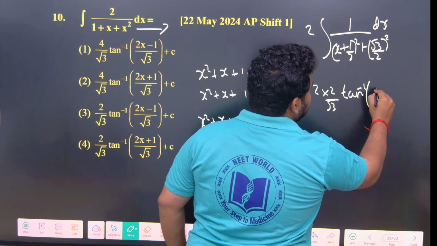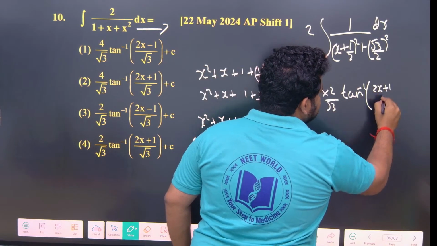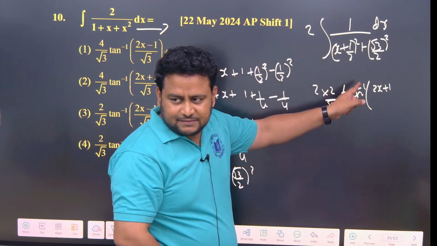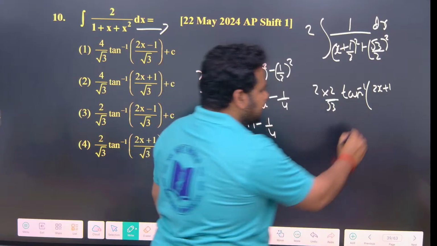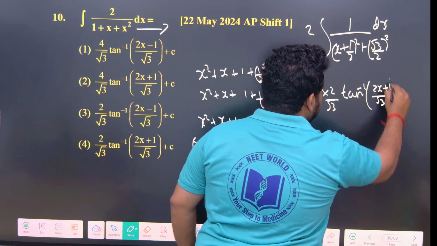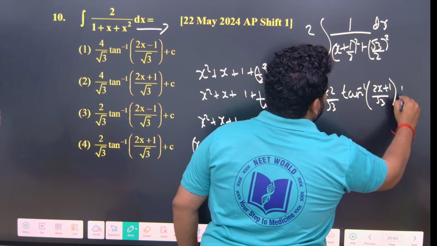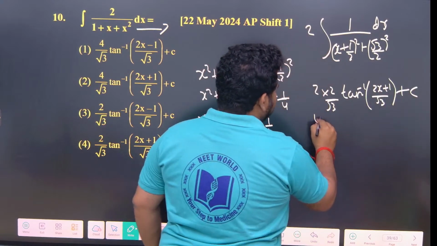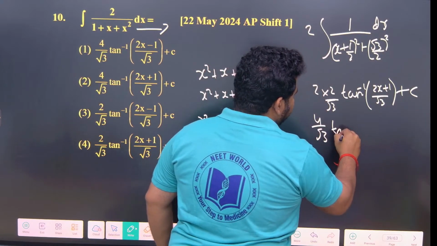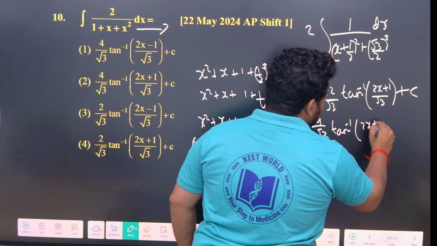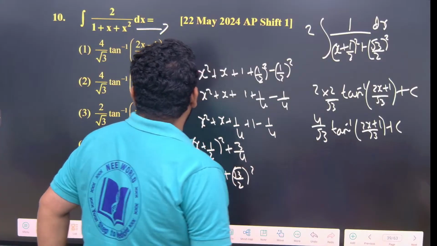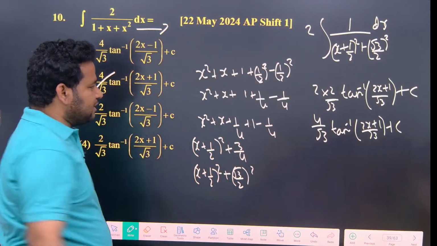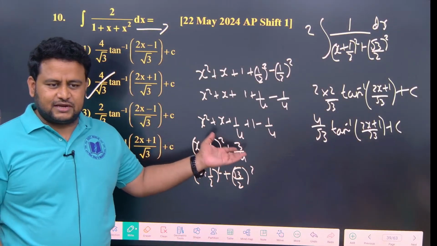Correct? X plus 1 by 2 I can write as 2x plus 1, I am taking LCM here. 2x plus 1 divided by root 3. 2 will cancel, I can write it as root 3. Plus c. So, 4 by root 3 tan inverse of 2x plus 1 by root 3, plus c. Okay. So, which is the option? Second option. Everyone will answer this because you have solved such questions in your IPE.